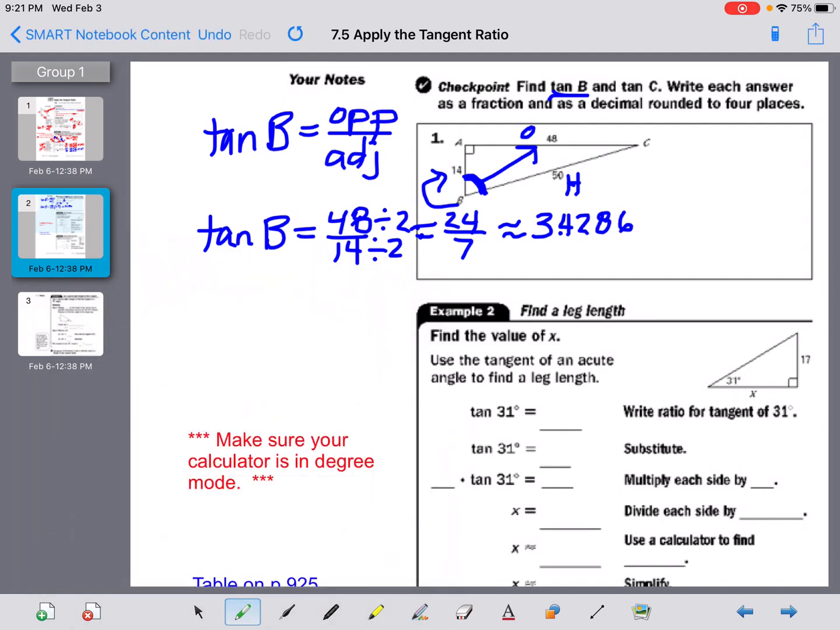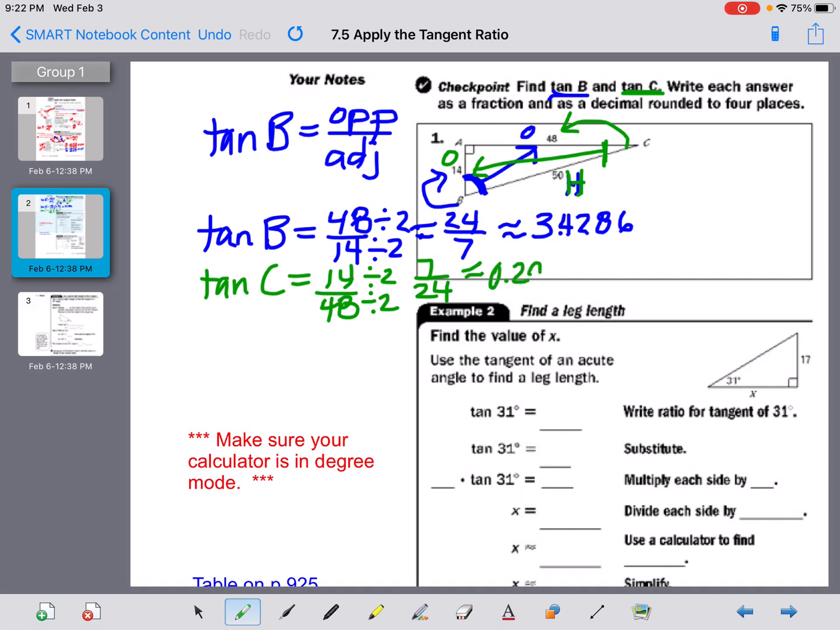All right, same triangle. This time I'm going to find tangent C. So it's all about the angle I start with. So tangent C. I go to C over here, and from C, my hypotenuse is the same, but this time C's opposite is 14. C's adjacent leg is 48. I don't use the hypotenuse. I divide by 2, and I get 7 over 24. Again, my decimal becomes very different because I flipped my fraction, and I get something about 0.2917 when I round that.